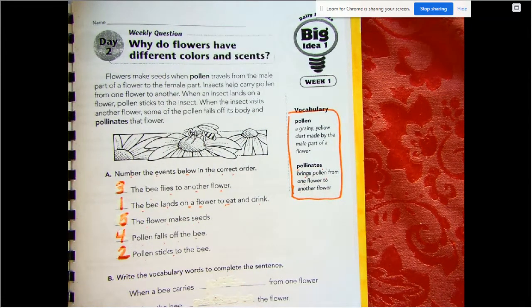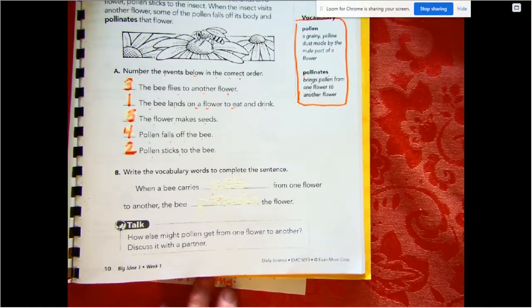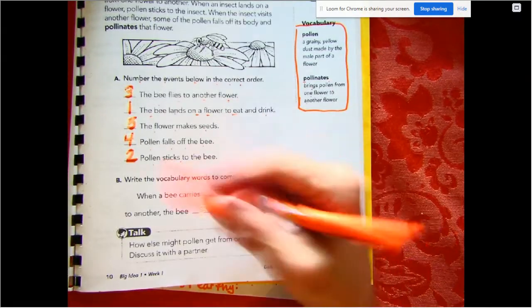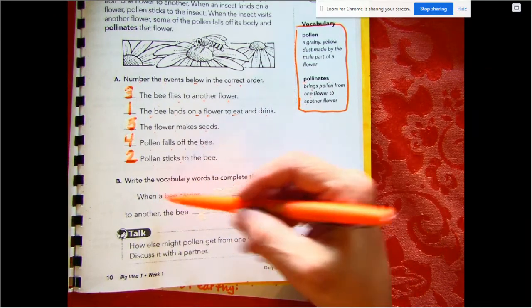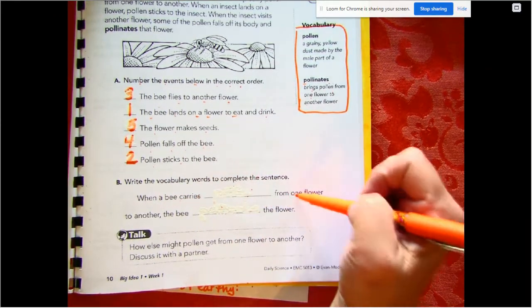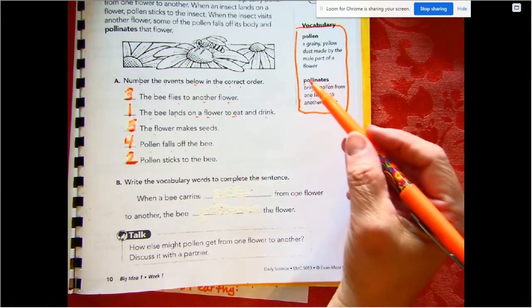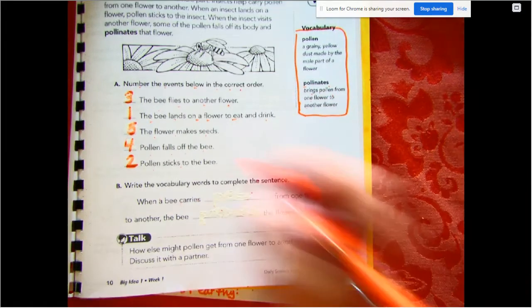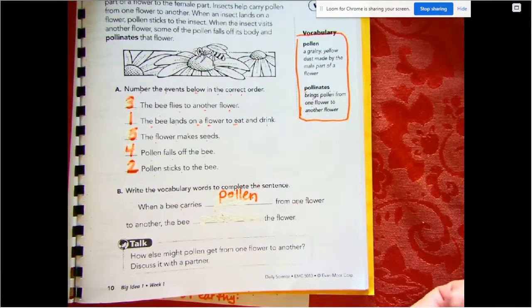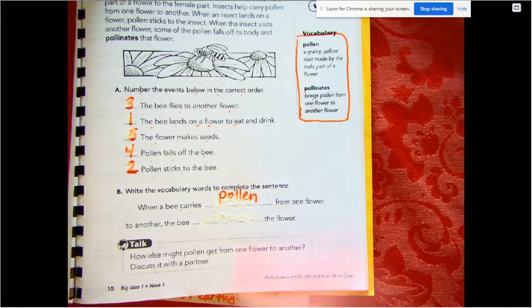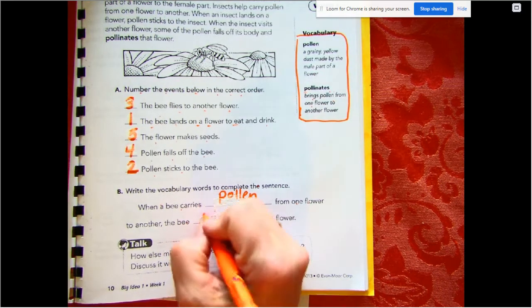Okay. Make sure you have those written down. You might need to pause the video. We're going to go to the bottom. Write the vocabulary words to complete the sentence. When a bee carries blank from one flower, would it be pollen or pollinates? It would be pollen. Okay. When a bee carries pollen from one flower to another, the bee pollinates the flower.